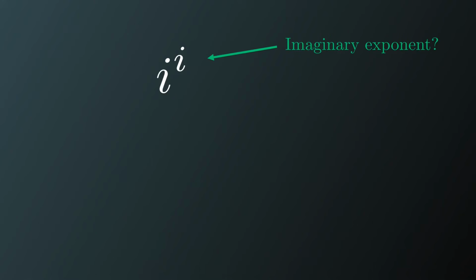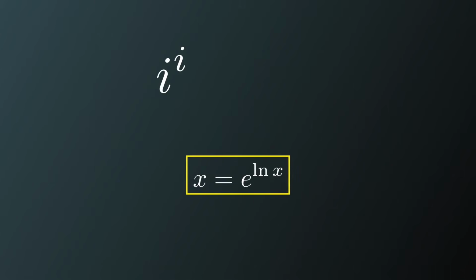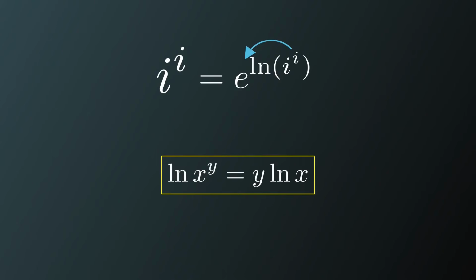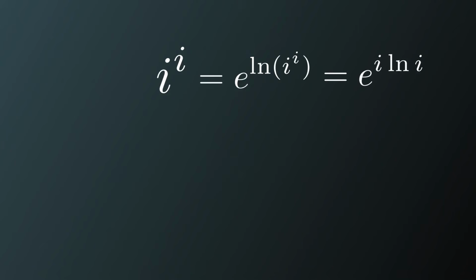First of all, we want to apply this identity: x is equal to e to the power of ln x. We can treat I to the I as x to give us this. A very useful property of logarithms is bringing down the exponent, like this. If we apply this formula, we will get e to the power of I ln I, so I to the I is equal to e to the I ln I.